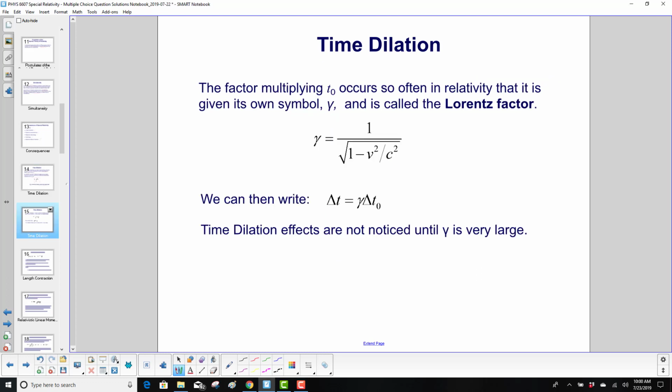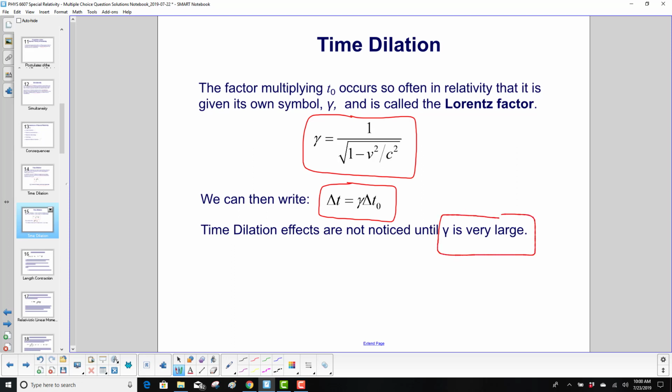The factor multiplying proper time occurs so often in relativity that it is given its own symbol, gamma, and is called the Lorentz factor. So gamma is 1 over the square root of 1 minus v squared divided by c squared, where v is the relative velocity between the two inertial systems. Then you can write delta t is equal to gamma times proper time interval. Time dilation effects are not noticed until gamma is very large, where the relative velocity between the systems is very big.